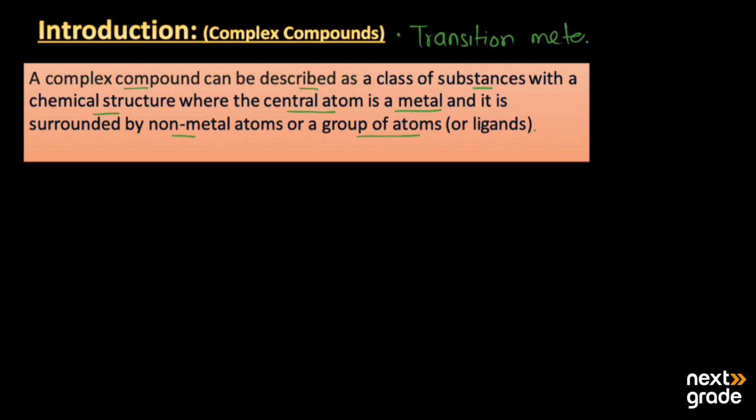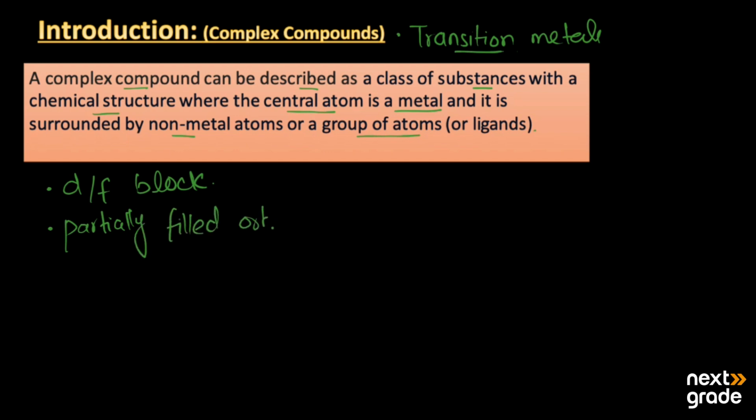We have already discussed the transition metals. These are the metals belonging to the d and f blocks present in the periodic table. They have partially filled d orbitals, so that's why they are called transition metals or transition elements.